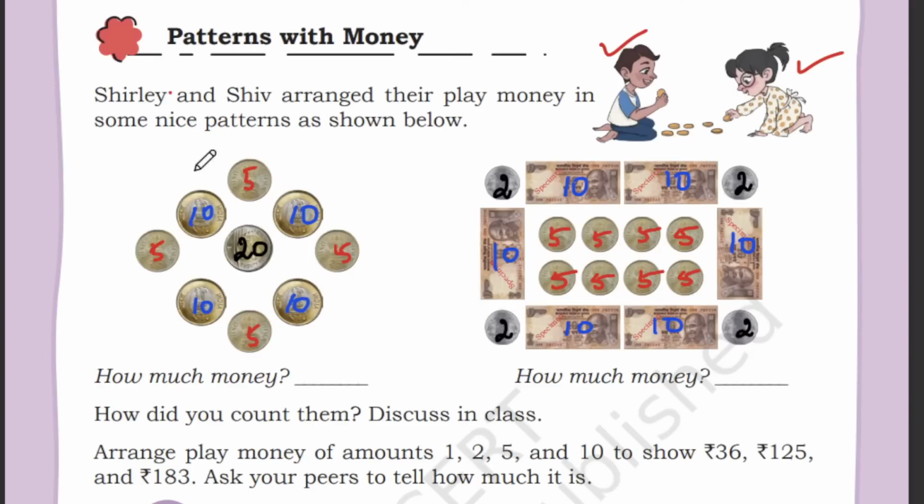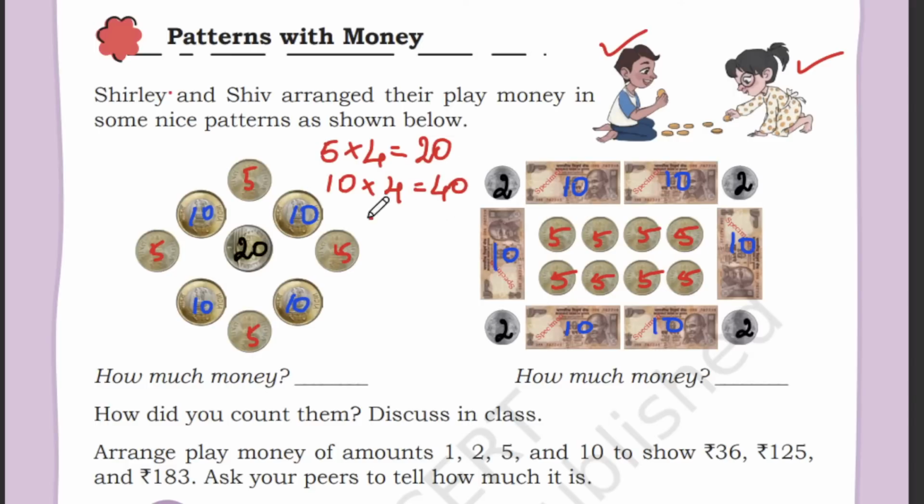Okay, how much money? So now we have a group of 5 rupees coins, a group of 10 rupees coins and 20 rupees coin. So when you find the groups, we are able to find how much money we have. So 5 rupees, how many groups do we have? 1, 2, 3, 4. So 4. 5 fours are 20. Next we have 10 rupees. How many do we have? 1, 2, 3, 4. So 4 tens are 40.